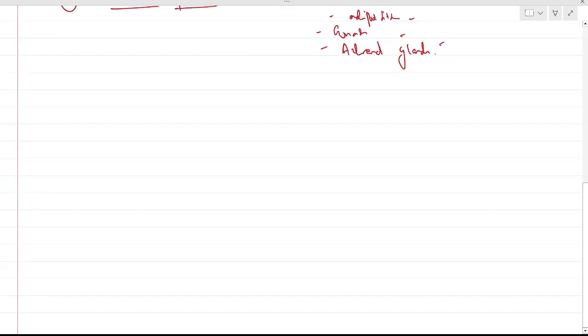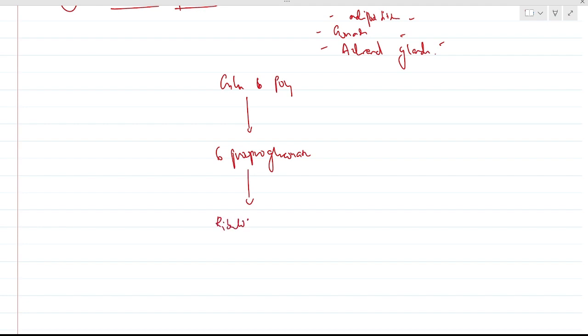First we have glucose 6-phosphate. Now this is converted to 6-phosphogluconate. We'll first write the steps, then we'll write the enzymes. Then 6-phosphogluconate is converted to ribulose 5-phosphate.